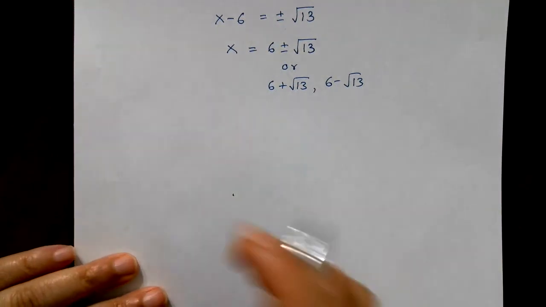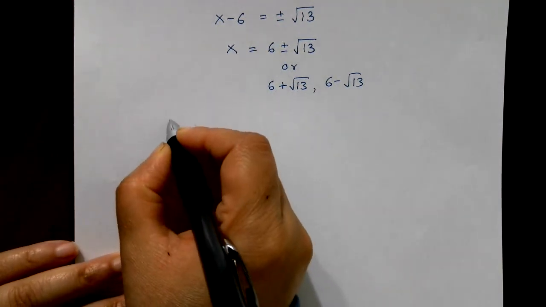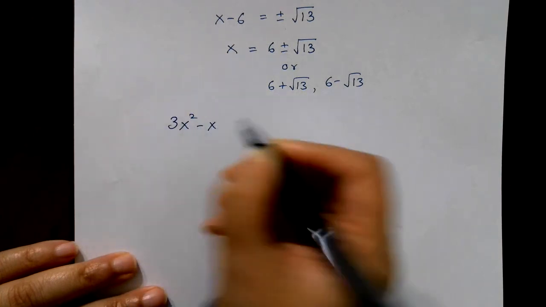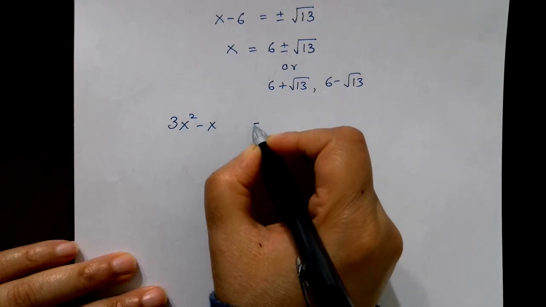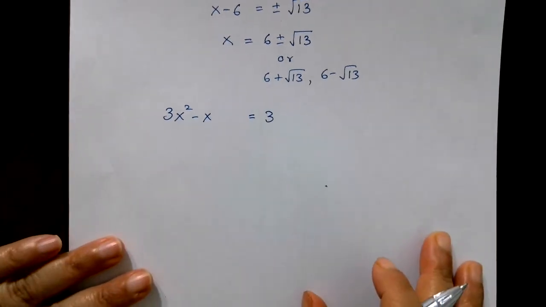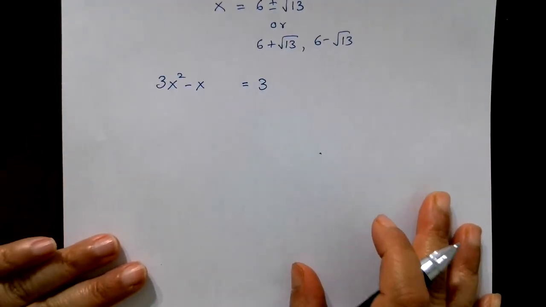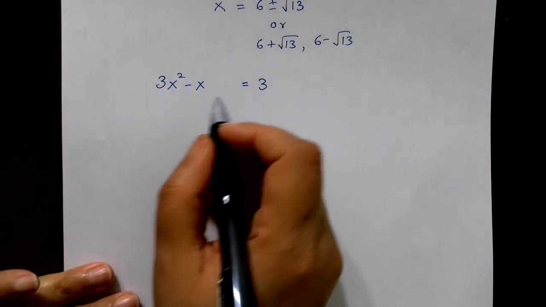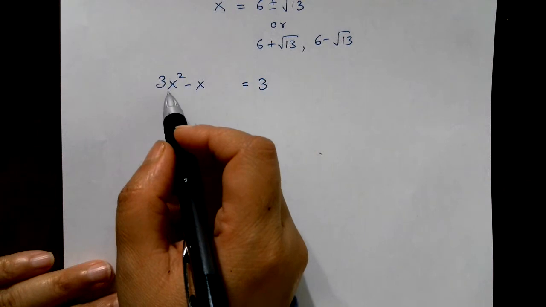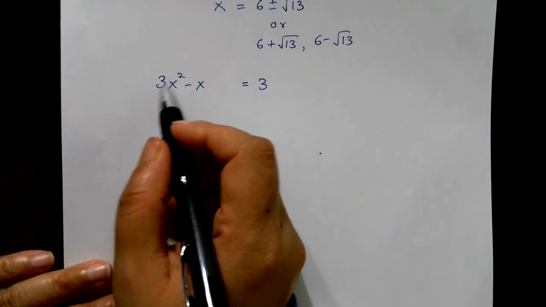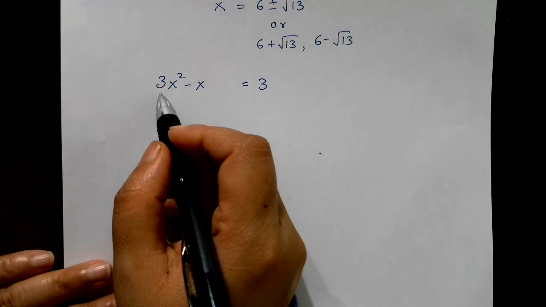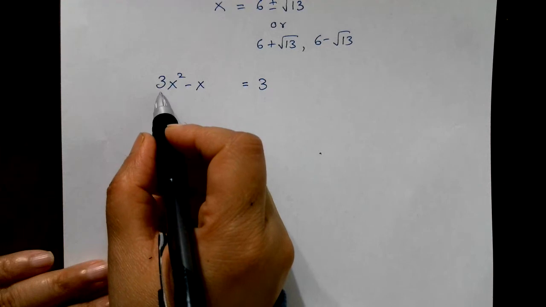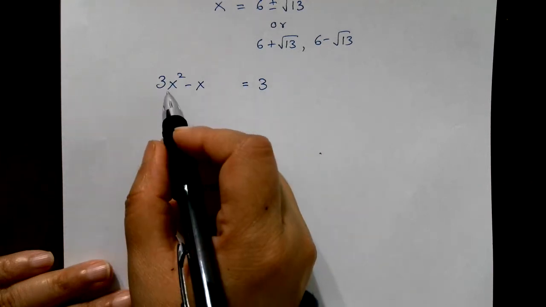Okay, what if you have something like this? 3x squared minus x equals 3. Now, in this problem, you see that the constant is already on the other side. But you have a coefficient in front of the x squared other than 1. So if that's the case, you have to divide by this coefficient. You divide the whole equation by this coefficient.